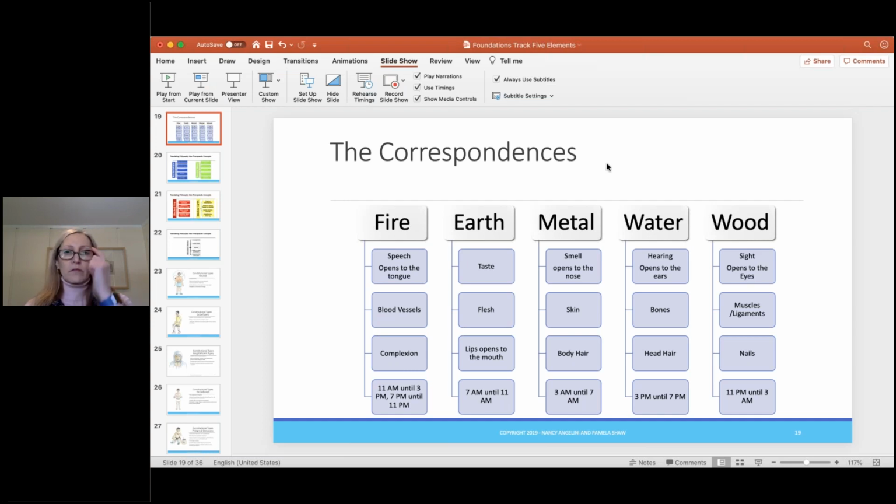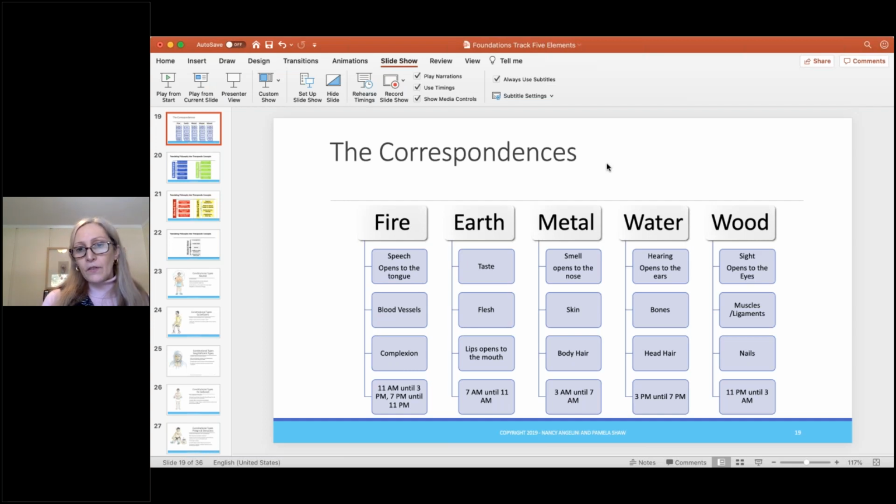Metal is smell, right? It opens to the nose. It's our skin, and it's also the hair on our body, which can be really rough or fine. Some people have incredible experiences where they walk into a room and the hair on their skin stood up. If you're that kind of person, like a third sense, you'll meet somebody and it's like the hair on the back of your neck stands up and you're like, woo, that's a metal experience, right? That's a metal issue.